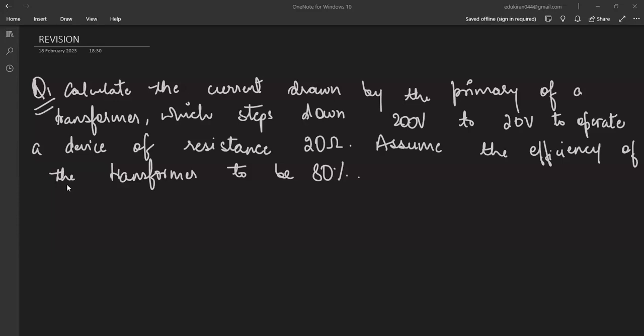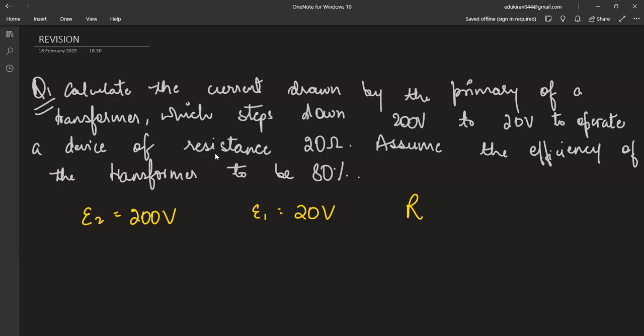To operate a device of resistance 20 ohms, assume the efficiency of the transformer to be 80%. Efficiency also I had mentioned. See, E2, this is mentioned as 200 volt E1 from, right? This is 200 volts to 20 volts. So 20 volts is there.